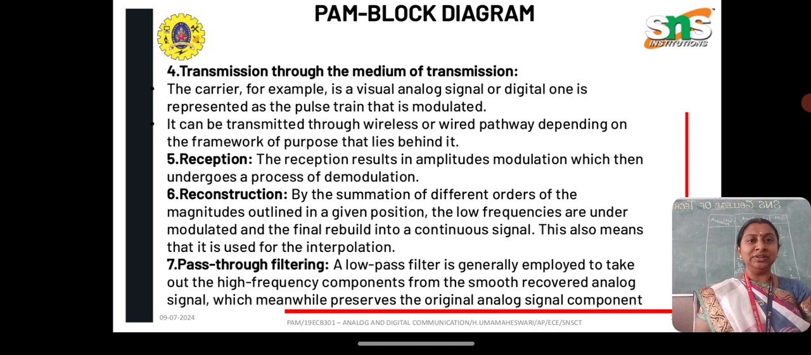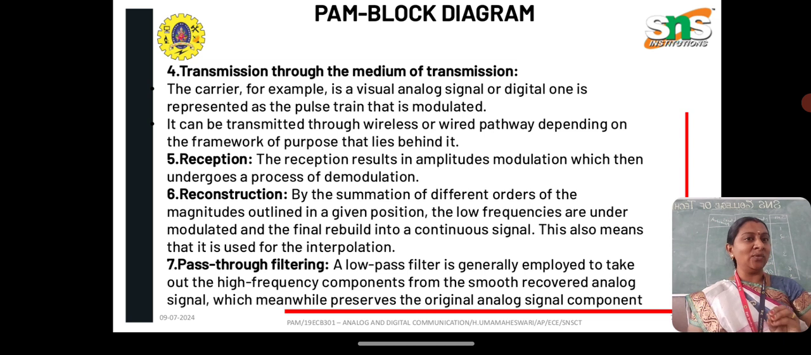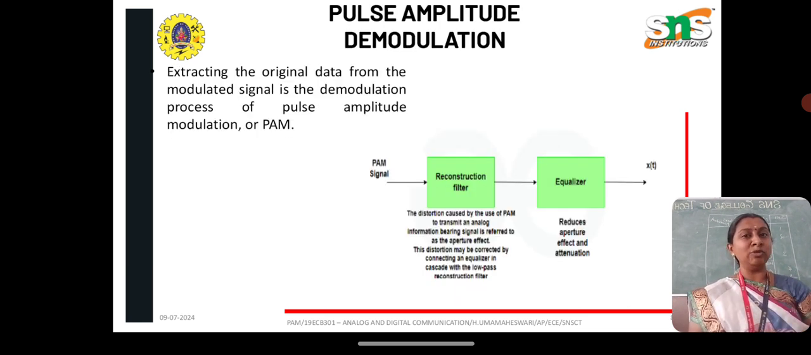Then there is pass through filtering. In transmission, the medium can be a wireless or wired pathway depending on the framework of the purpose behind the transmission. In reception, the amplitude modulated signal then undergoes a process of demodulation. In reconstruction, the summation of different orders of the magnitudes is used for interpolation, and pass through filtering will have various passes, that is high pass filtering and low pass filtering, likewise for the various frequency components.